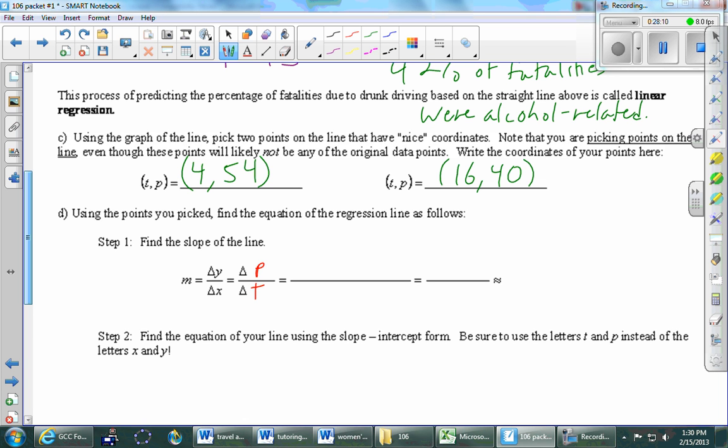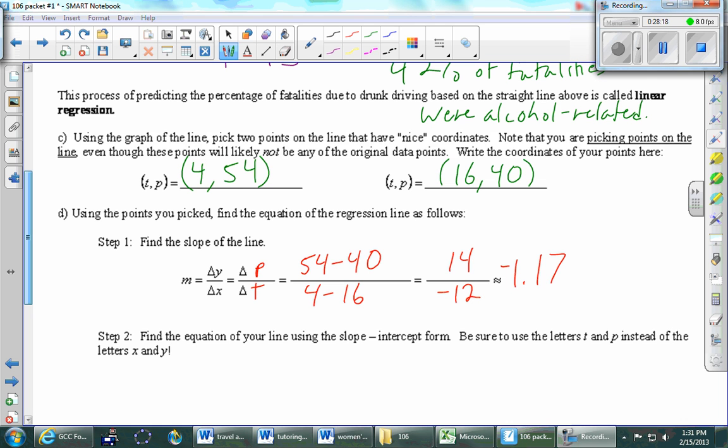So go ahead and do your subtraction upstairs and downstairs. Got a couple of blanks here. You're going to get a fraction, and then you're going to get a decimal. All right, so I got something about negative 1.17. I should get 14 over negative 12, and then as a decimal from the calculator. Is that okay? All right, now that we have the slope, step 2, let's find the equation of the line.